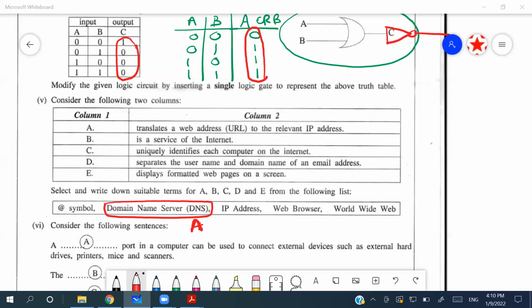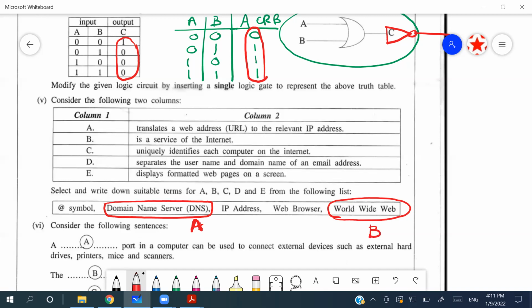Right, sorry for that. And part B says is a service of the internet. Now, the internet has many services, right? So like www, the World Wide Web, is one of the services. So that's going to be the answer here. This is going to be B, right? And what else do we have as services of the internet? We can have FTP, file transfer protocol, as a service, and remote access as a service, email as a service, right? So there are many services in the internet.